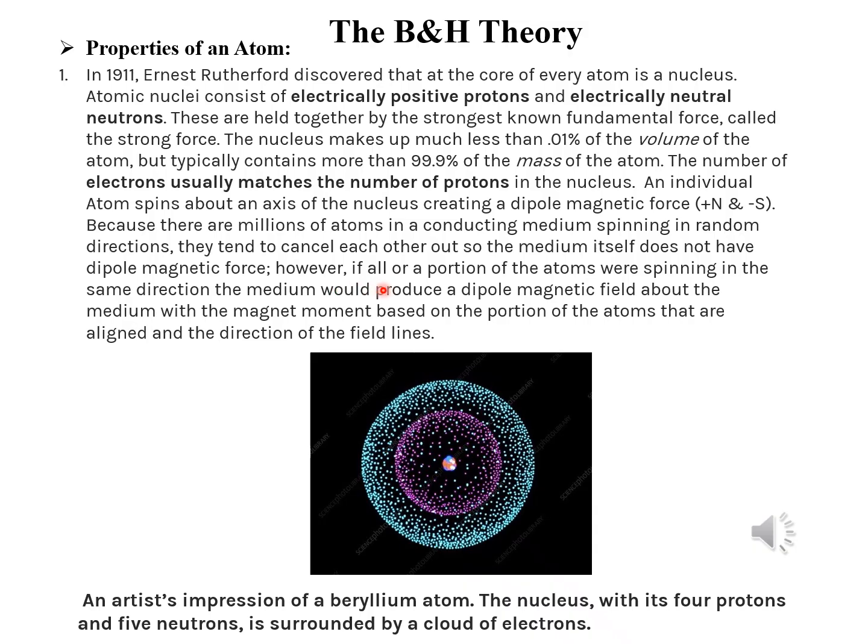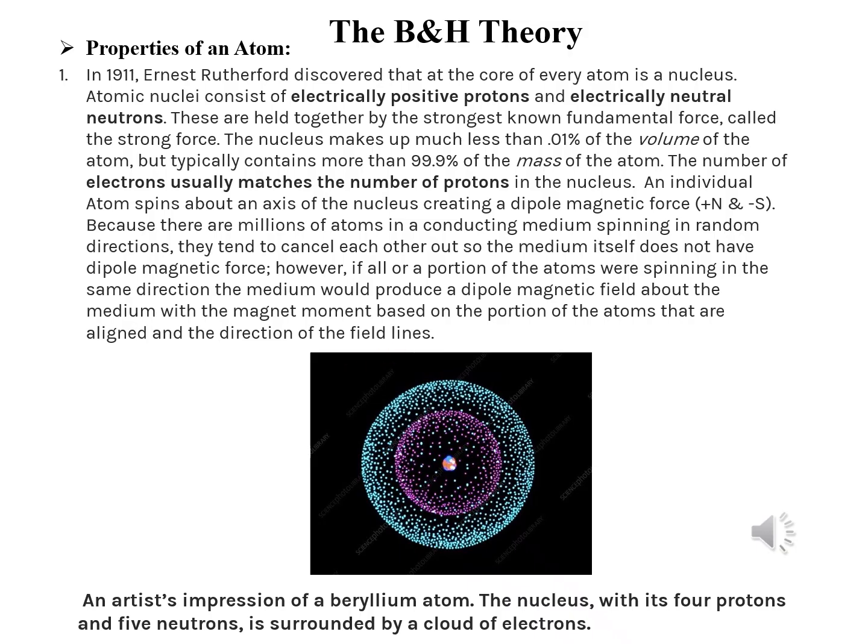However, if all or a portion of the atoms were spinning in the same direction, the medium would produce a dipole magnetic force about the medium with a magnetic moment based on the portion of the atoms that are aligned and the direction of the field lines.